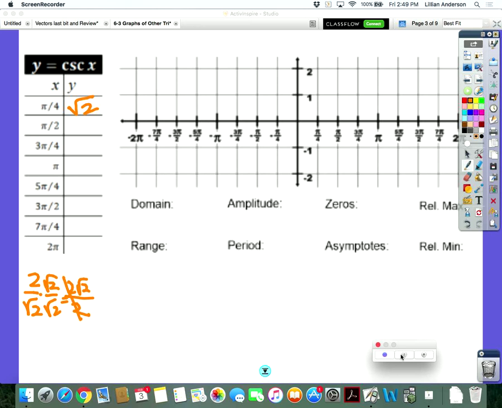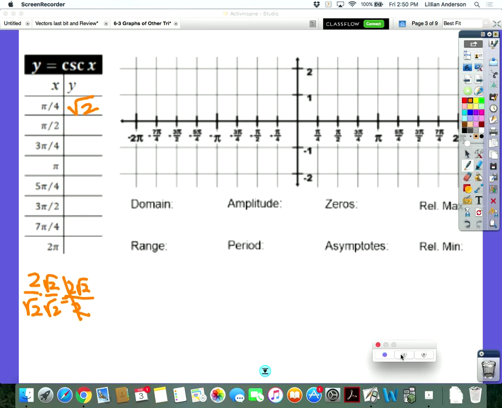Why is it pi over 4? We're just graphing it out. I thought we were doing pi over 2. No, we're about to go through pi over 2. Oh, okay.